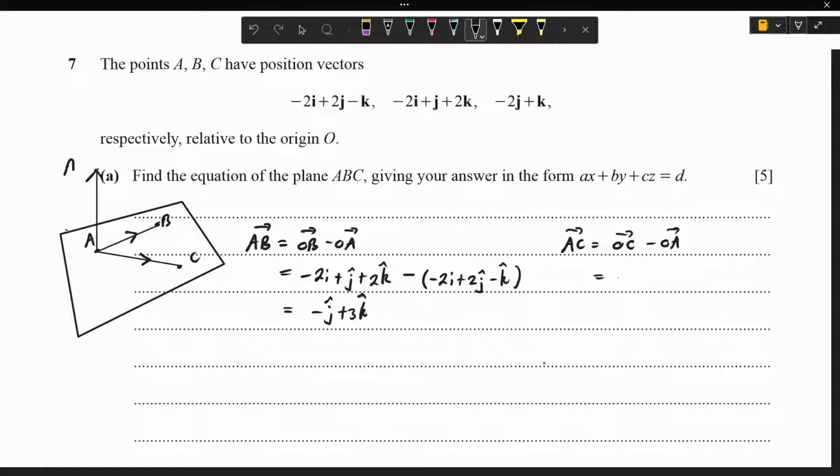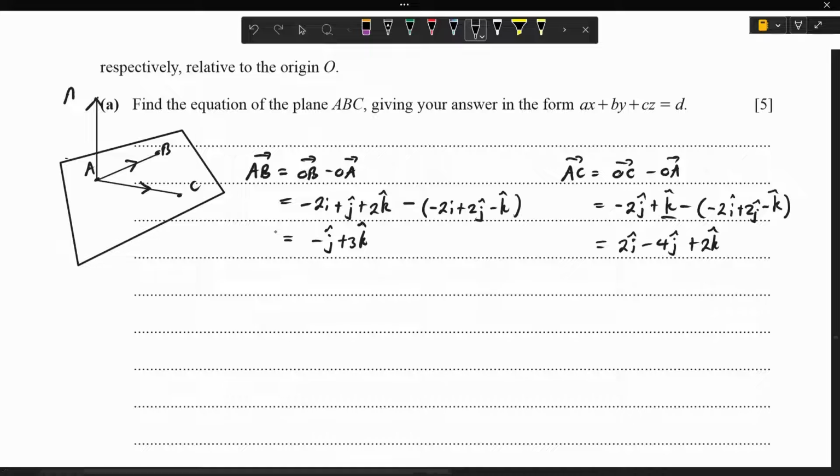Now OC is minus 2j plus k, and that's minus 2i plus 2j plus k, actually minus k it is. So minus k like this. So we'll be having here 2i, then minus 2j, minus 2j is minus 4j, then k minus k should be 2k. So it's plus 2k like this.